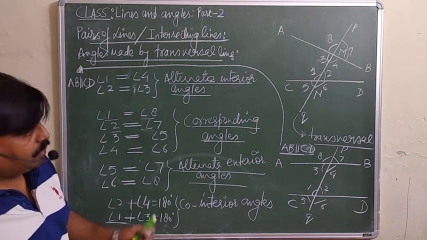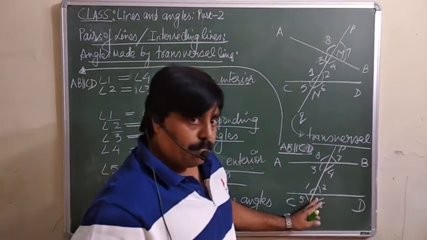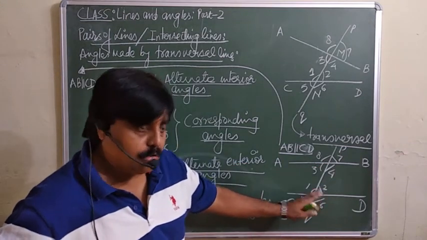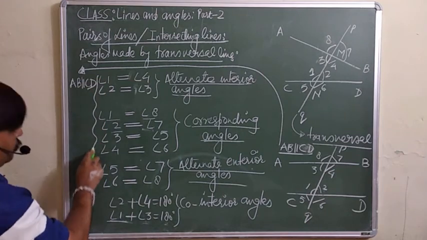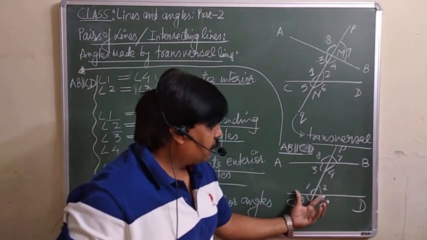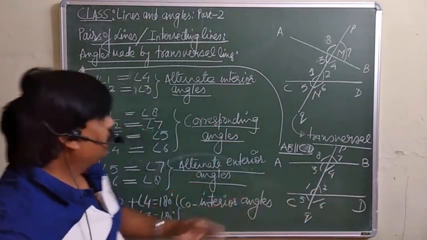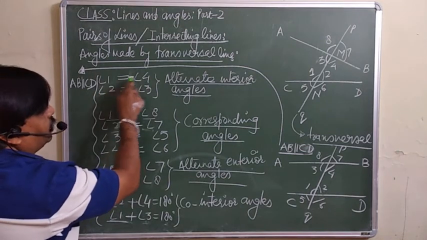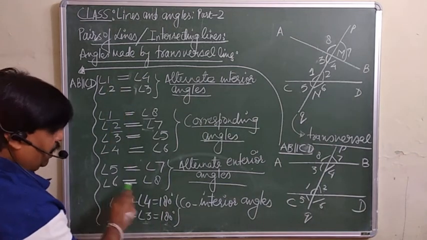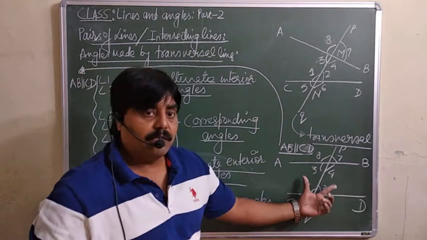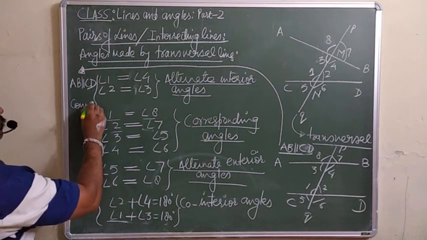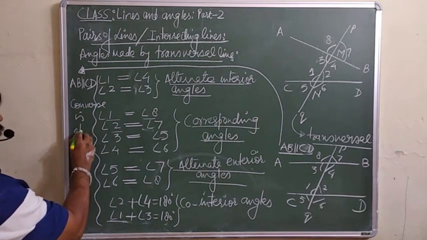Now one more point is there. If you want to check whether these two lines are parallel or not, हमें ये चेक करना है कि whether these two lines are parallel or not. तो among these conditions, if any one of the conditions is fulfilled, then you can declare both the lines are parallel. कोई भी एक condition, either this is equal to this, or the sum of these is 180, and you can declare they are parallel. So you can say the converse is also true.